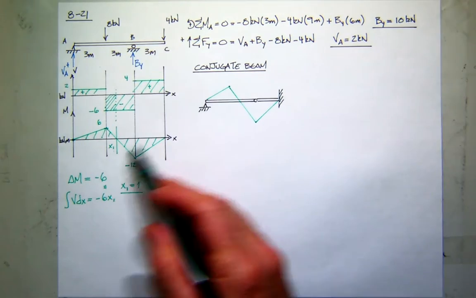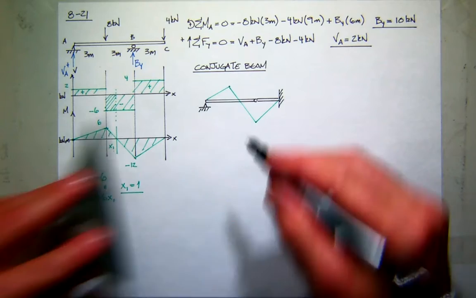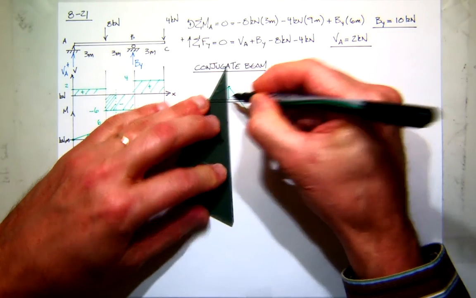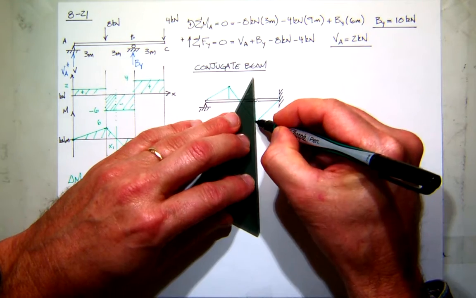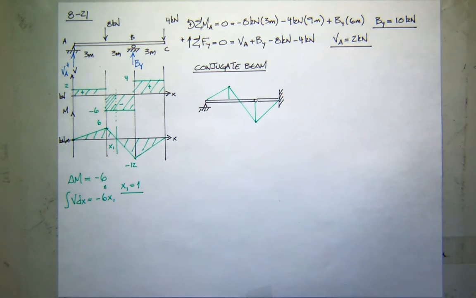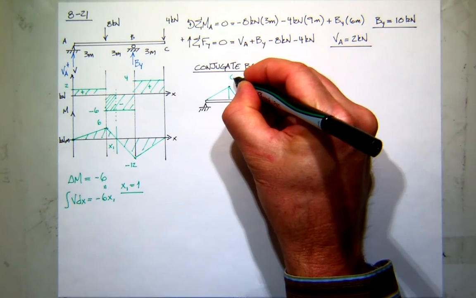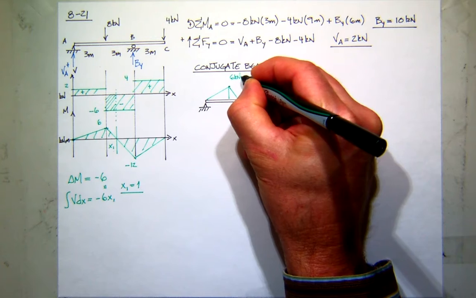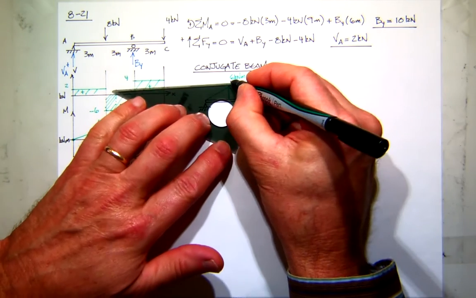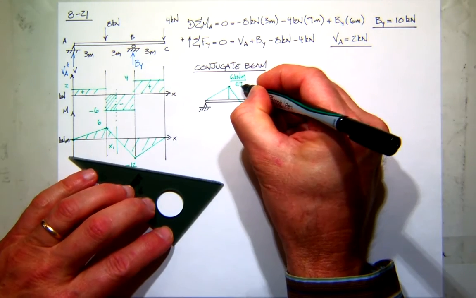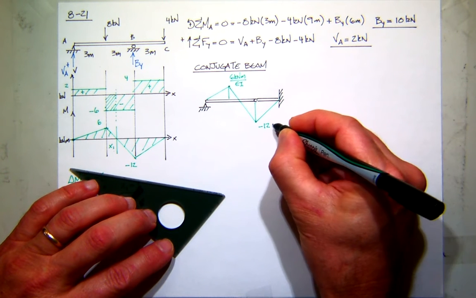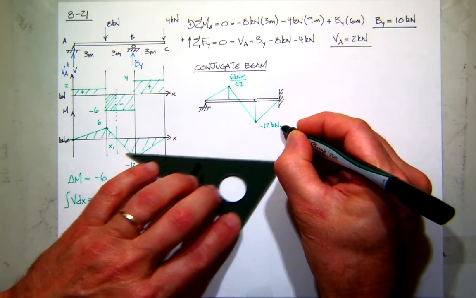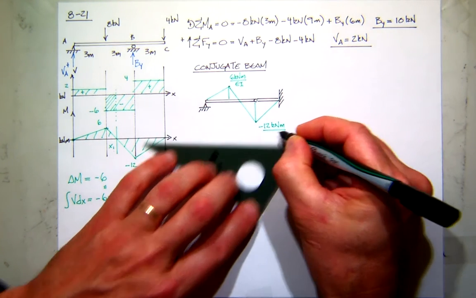So I just took the moment diagram and I transferred it over. So that's the first 3 meters, and there's the transition into the last 3 meters. And of course, this would be 6 kilonewton meters divided by EI. And this would be minus 12, or just 12 kilonewton meters divided by EI.